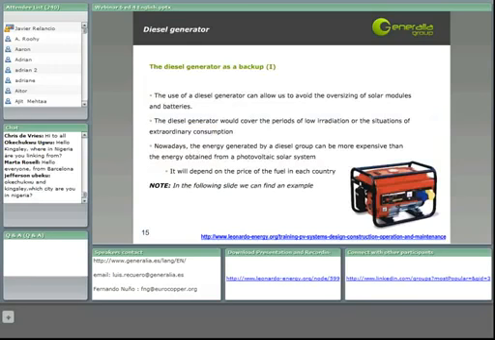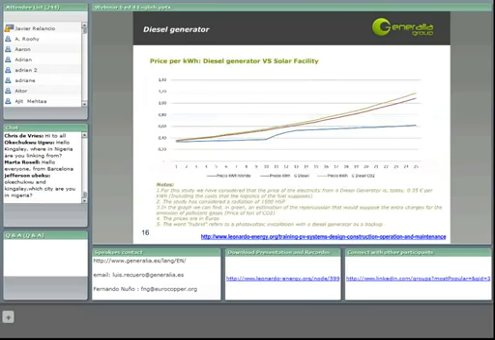Our goal must be covering the basic demand with the PV modules and just using the diesel generator for the peaks of consumption or for those periods in which we don't have any sunlight for several days. Anyway, it will depend on the price of the fuel in each country where we are considering the project.